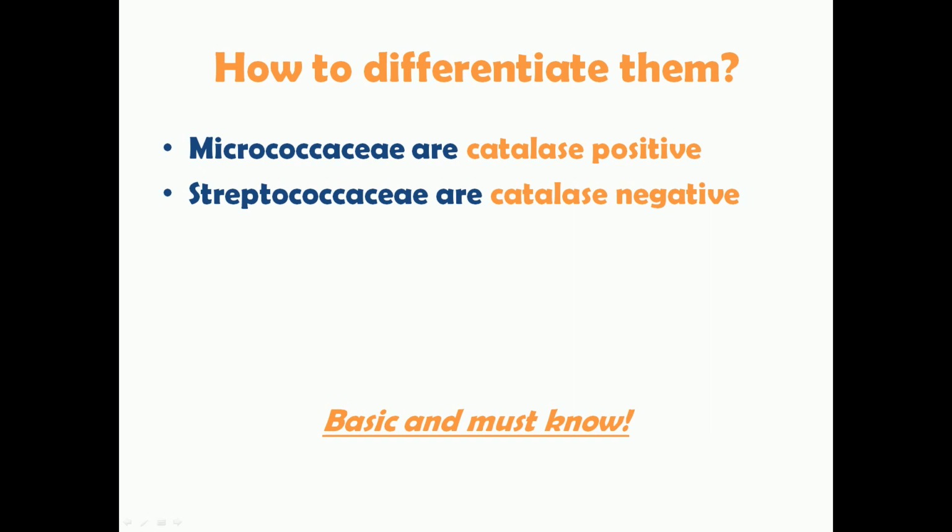How do you differentiate between Micrococcus and Staphylococcus? It's very simple. You do a test known as the catalase test. Micrococcus, Stomatococcus, Planococcus, and Staphylococcus are catalase positive, whereas Streptococcus bacteria are catalase negative. This is a basic and must know.